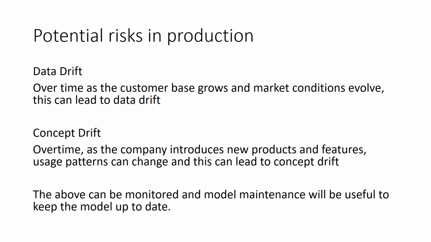So what are the potential risks in production? The first one is the data drift. As we can understand, as the customer base grows and market conditions evolve, the model which was previously trained on the training data set might experience a data drift, and that's one of the key risks for production.